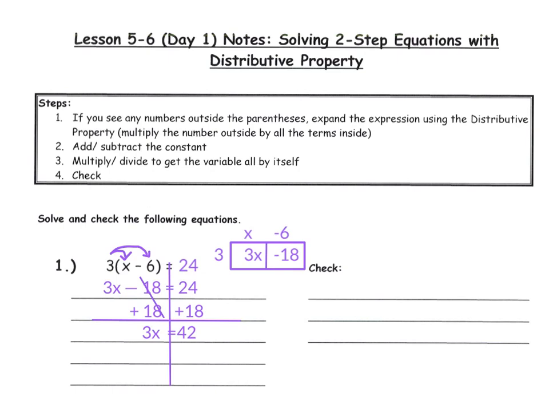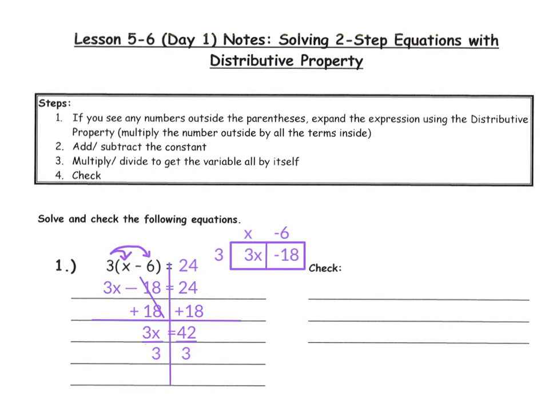Now my next step says I need to multiply or divide to get the variable by itself. So I'm always going back to what's happening to this variable. Well, now 3x means 3 times x. So the variable is being multiplied by 3. So in order to get it by itself, I need to do the opposite. The opposite of multiply by 3 would be to divide by 3. Okay, so I'm dividing by the 3.